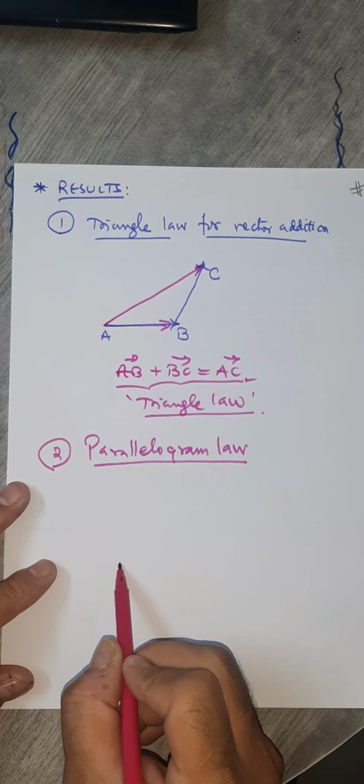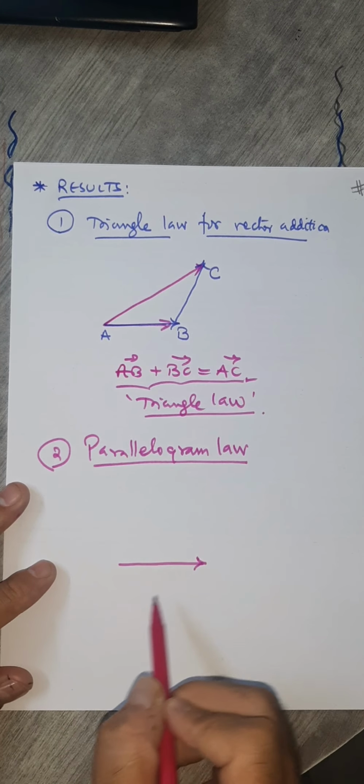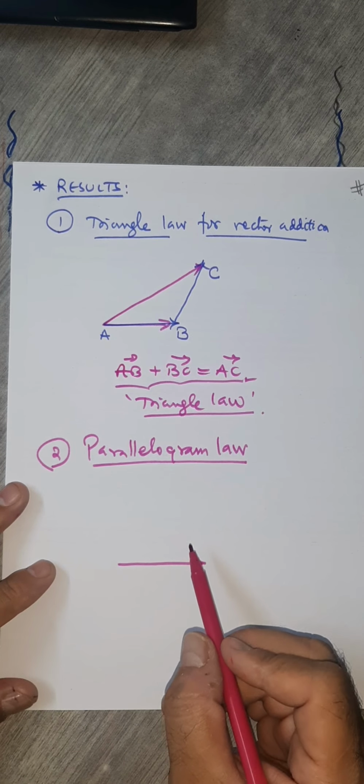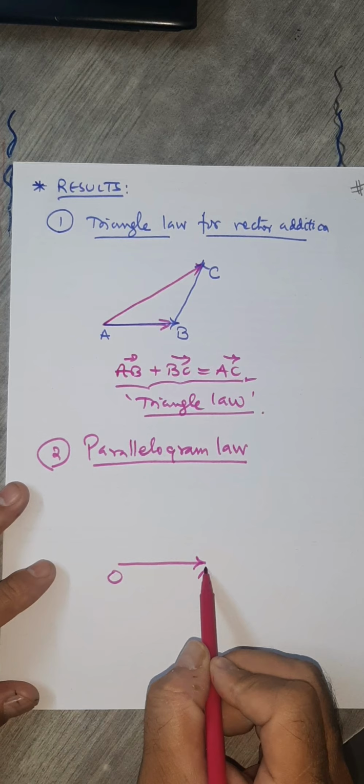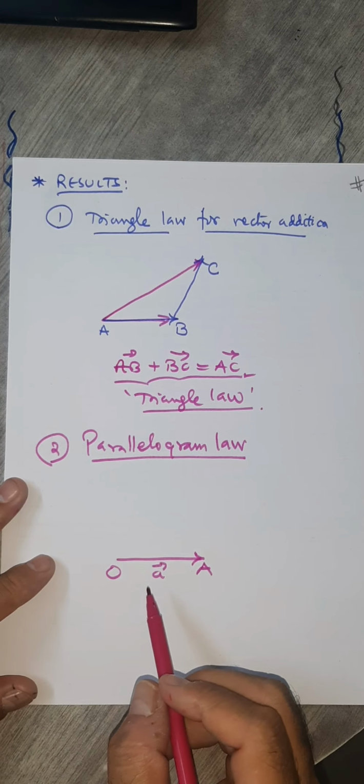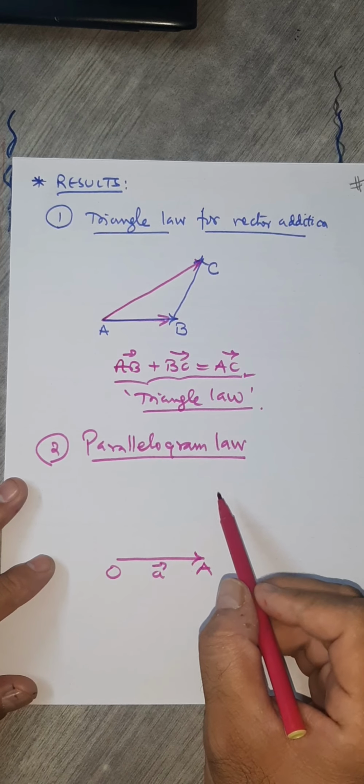So I'll take one parallelogram. In a parallelogram, opposite sides are equal, or you can say parallel. So this is, say, vector OA. I'll denote it with vector A. One more side I'll take here.